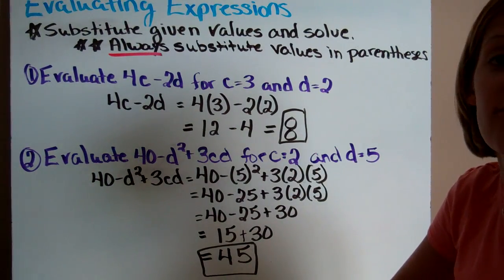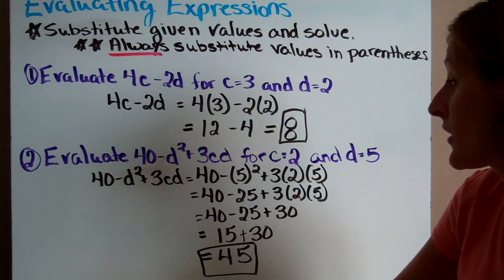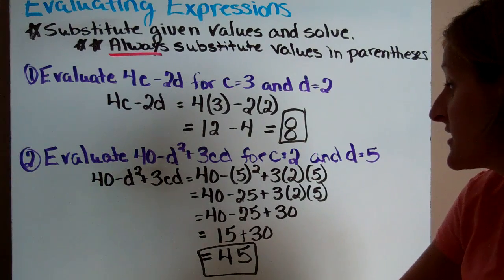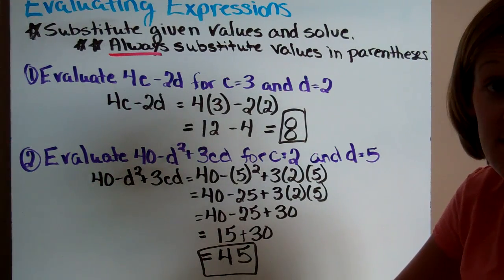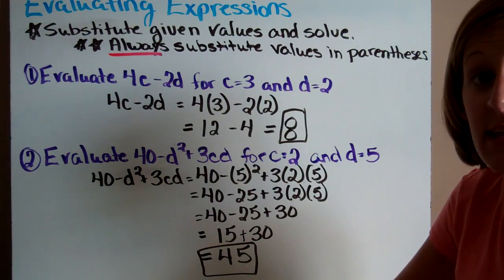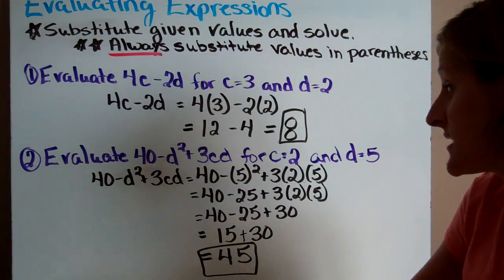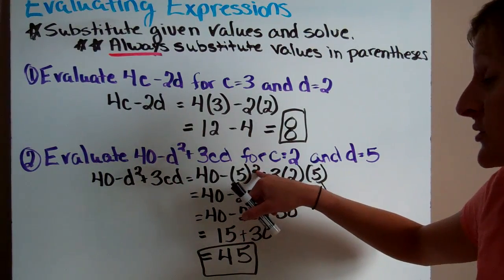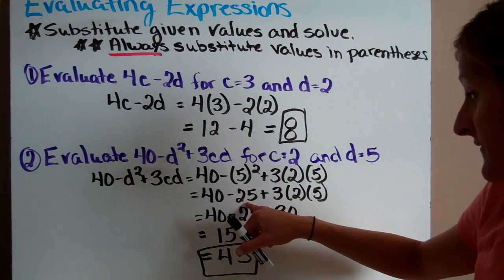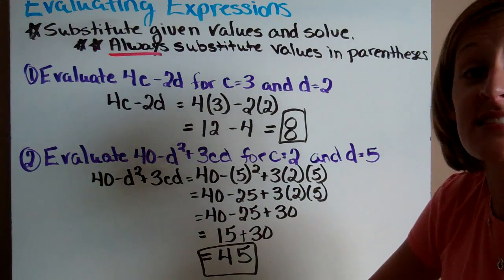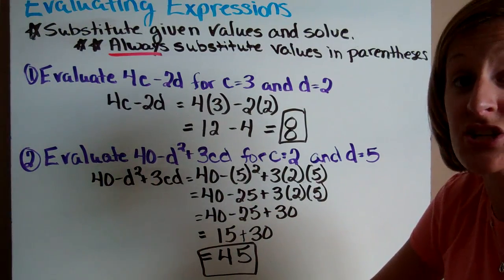Now we need to solve by order of operations. Alright, so first thing, the parentheses. All my parentheses are simplified. Second is the E, and that's exponents. That means I need to do 5 squared. And 5 squared is 25. The next step, multiplication and division.